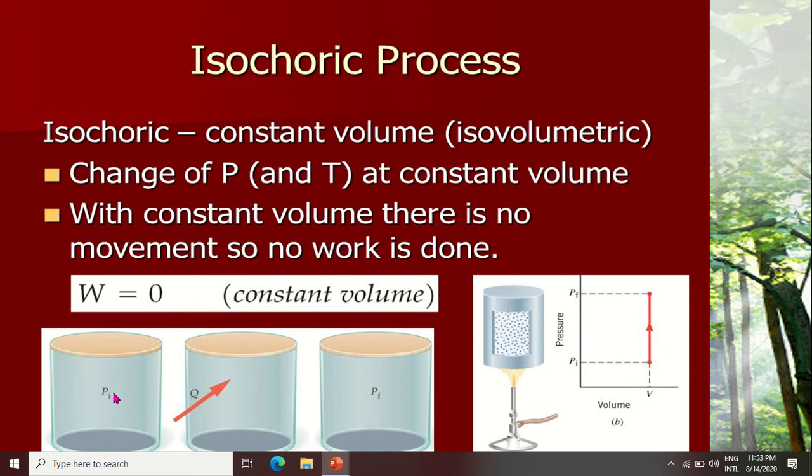Look, initially the pressure is Pi, and after supplying Q amount of heat, the pressure becomes PF. So here pressure is changing from Pi to PF, but the volume is constant. As there is no change of volume, work done equals 0. And so in this process we get that the heat supplied to the system is used to increase the internal energy.